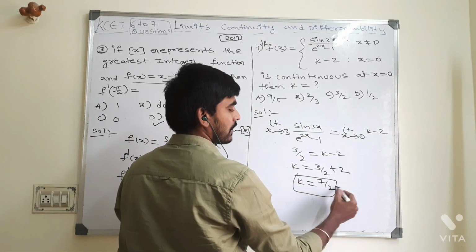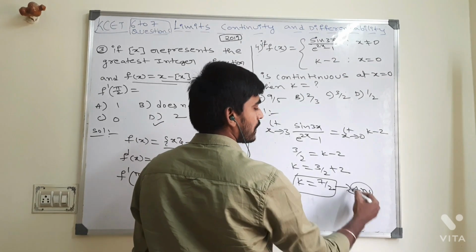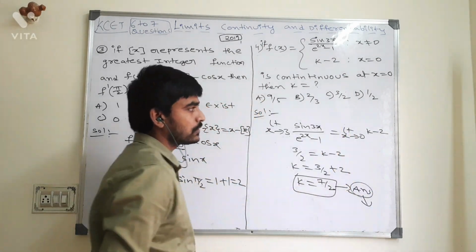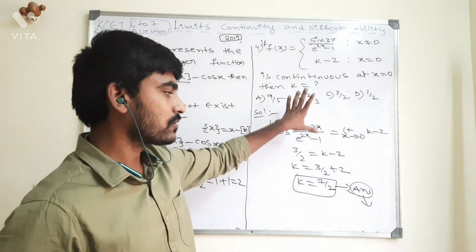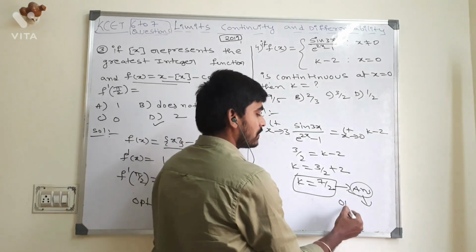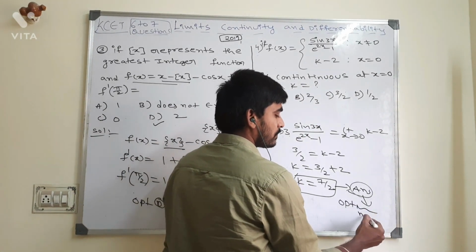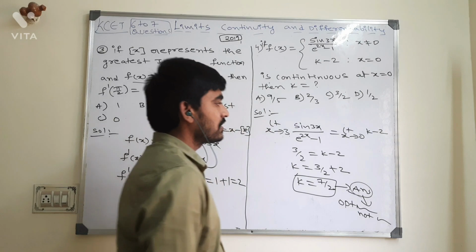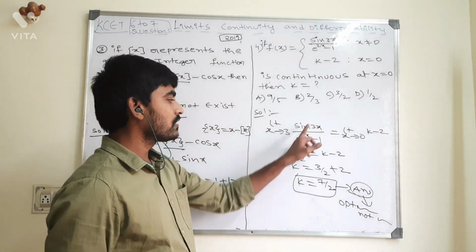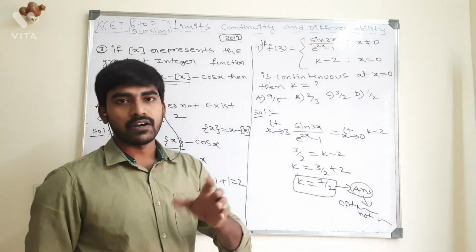Okay, the option is not matching. This is the correct answer actually. But this kind of mistake came. They have given this question in 2019 with a mistake, so the option is not matching. Sir, how did you write this as 3 by 2?